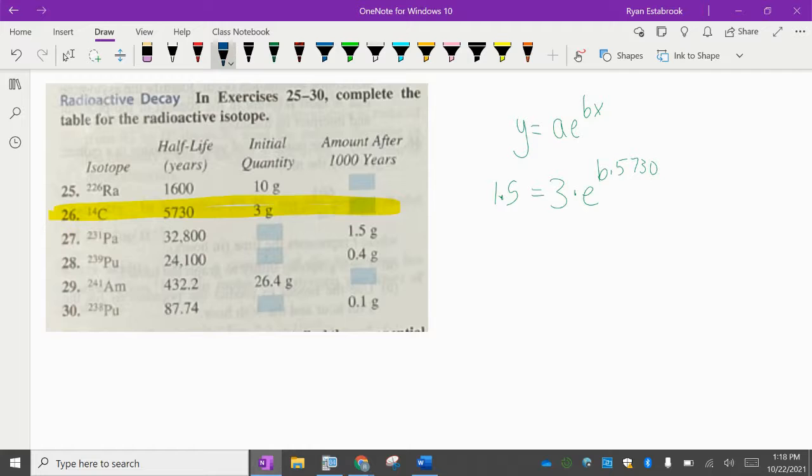The first step in all of these kinds of half-life problems is to divide both sides by the original amount. The original amount is 3, so divide by 3, divide by 3. And what is 1.5 divided by 3? 0.5. It's half-life. This is half. 0.5, 1/2 equals E to the 5,730B.